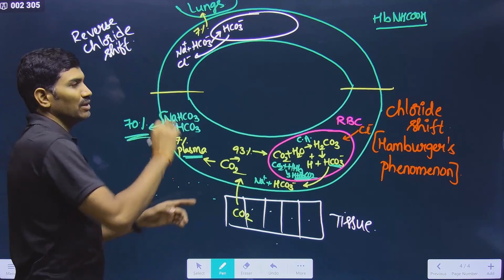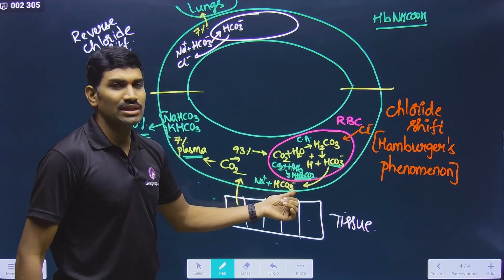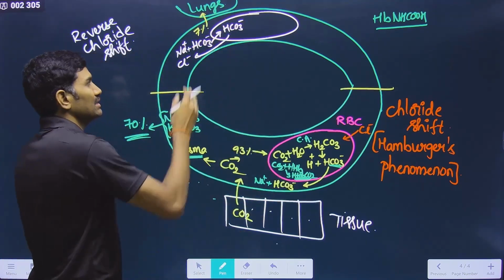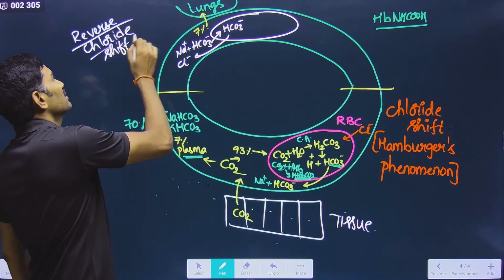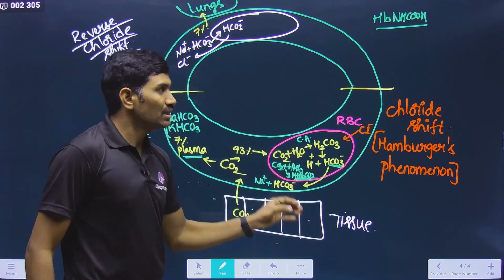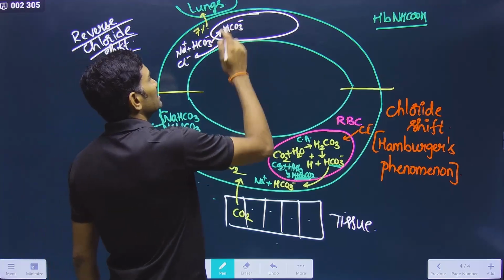In the chloride shift, what is happening? Cl minus is entering into the RBC, HCO3 minus is coming out. But here it is opposite. HCO3 minus is entering into the RBC, Cl minus is coming out. That's why it is called reverse chloride shift. So chloride shift occurs near the tissues, and reverse chloride shift occurs at the lungs. Clear?